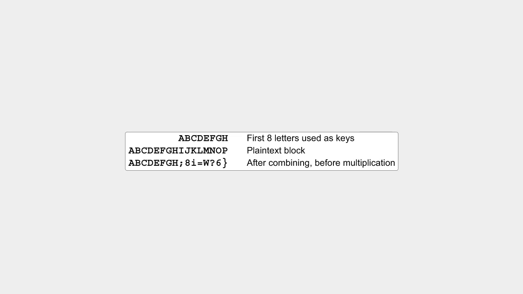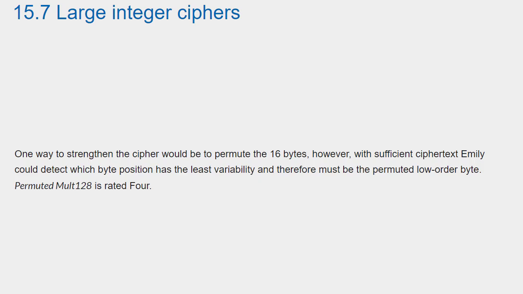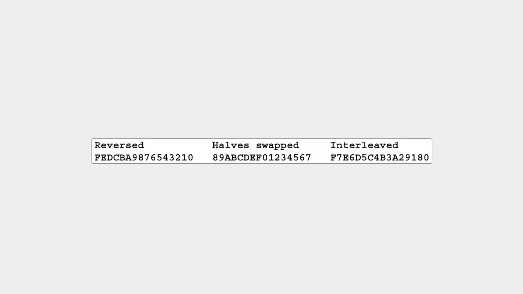Here's an example. One way to strengthen the cipher would be to permute the 16 bytes. However, with sufficient ciphertext, Emily could detect which byte position has the least variability, and therefore must be the permuted low-order byte. Permuted mult128 is rated 4. A much stronger approach would be to multiply, permute, and multiply again. The permutation needs to move the weak low-order bytes into the high-order half of the block.